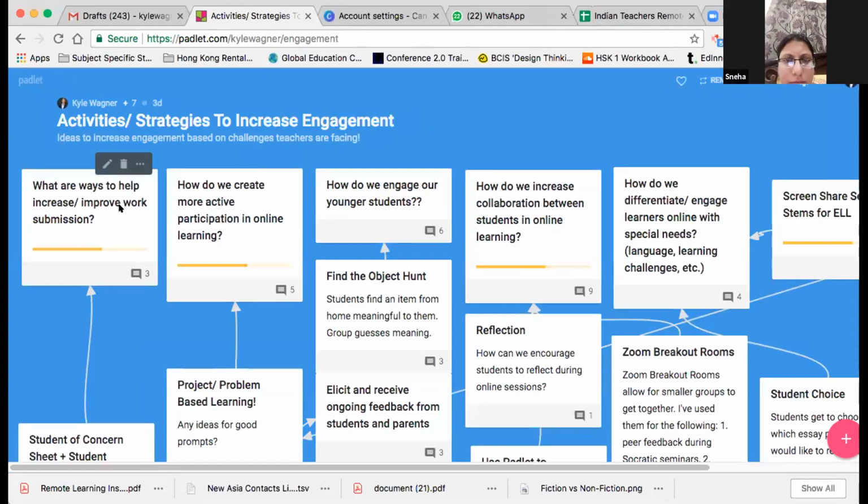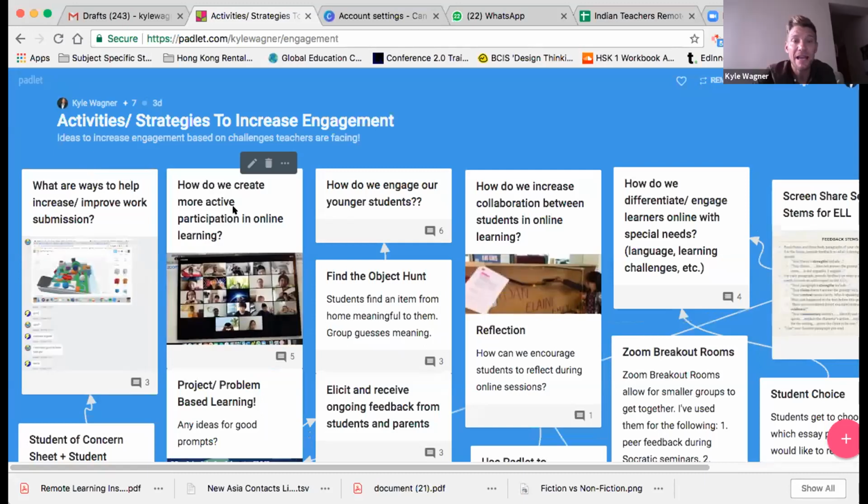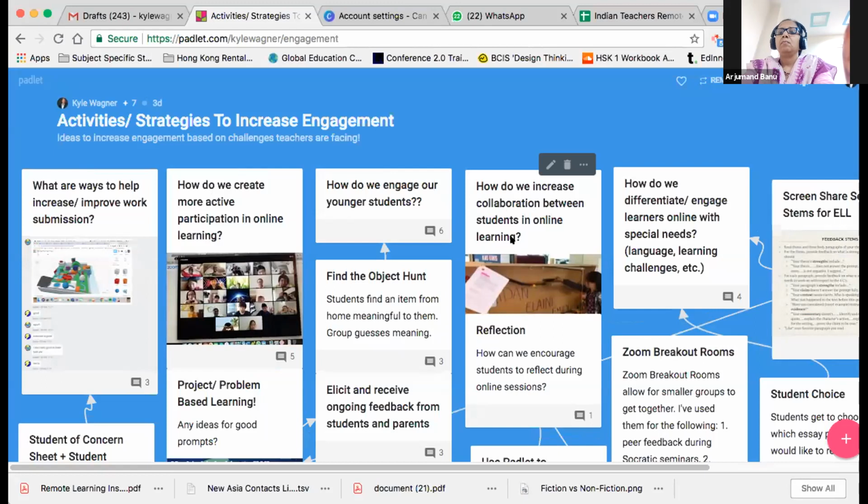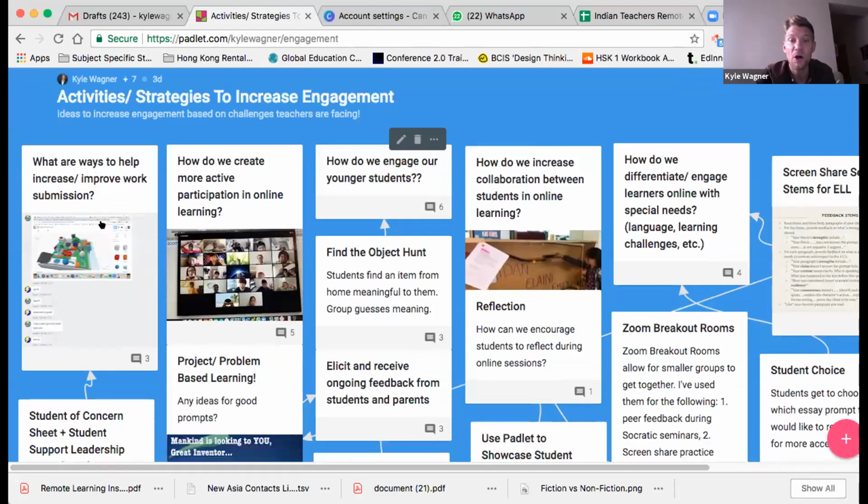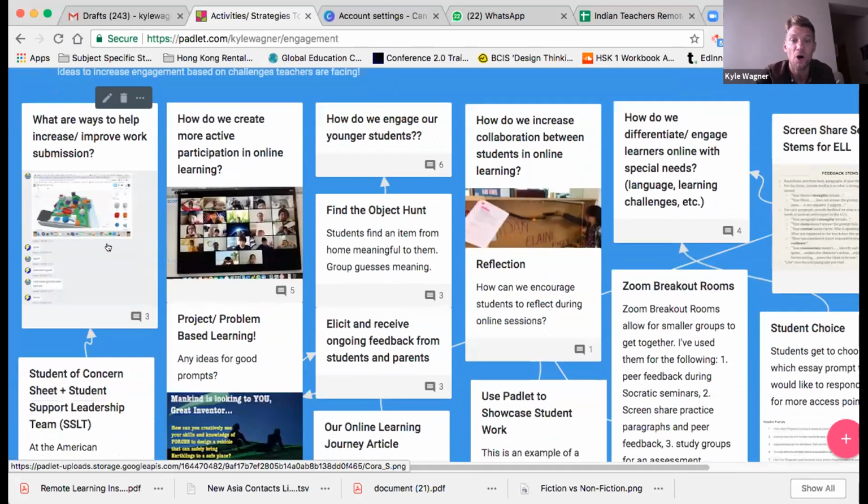What are ways to improve work submission? How do we create active participation? How do we engage younger students? How to increase collaboration? So all of these are inputs and ideas from teachers all across the world.